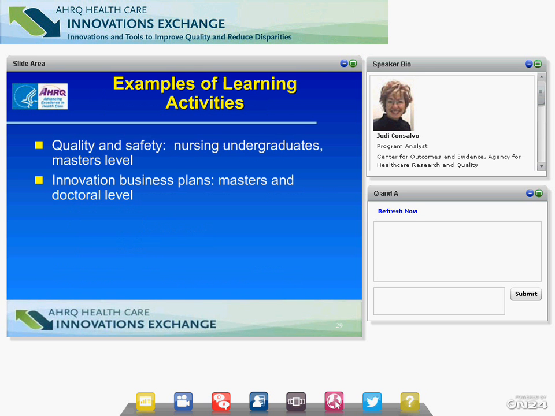So a couple of examples before I take you into the one that I did. For quality and safety learning, nursing undergraduates, healthcare undergraduates, people at the master's level, Kathleen pointed out the comment section on the innovations. I have had students go in and look up an innovation, look at some related references in the literature, and write a comment on the innovation itself. So they click on that tab and write a comment, and this eventually gets back to the innovator. So it can be an exchange between the student and the innovator.